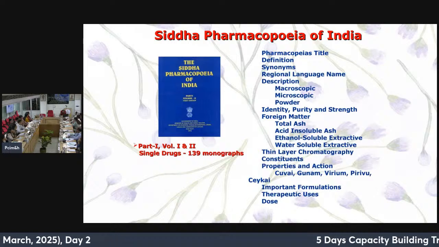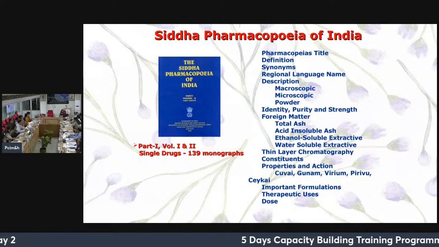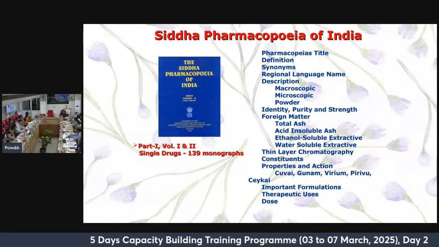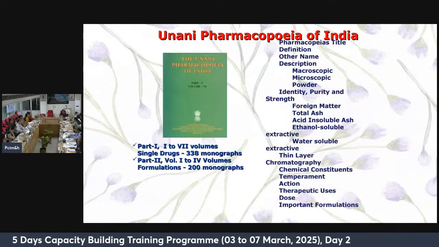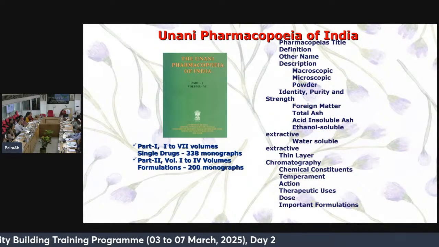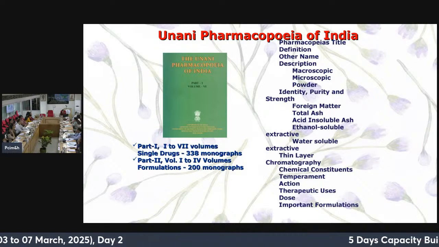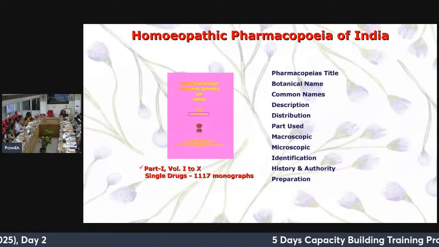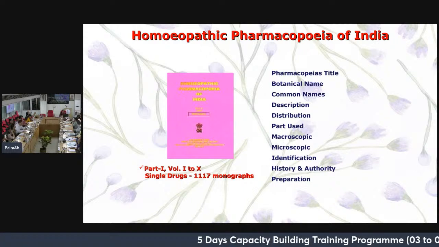This is the set of pharmacopoeias. We have part 1 in 2 volumes for Siddha. This is the Unani pharmacopoeia. At present we have 7 volumes, 1 to 7, for part 1, and for part 2 we have 4 volumes. This is the homeopathic pharmacopoeia, of which we have volumes 1 to 10.